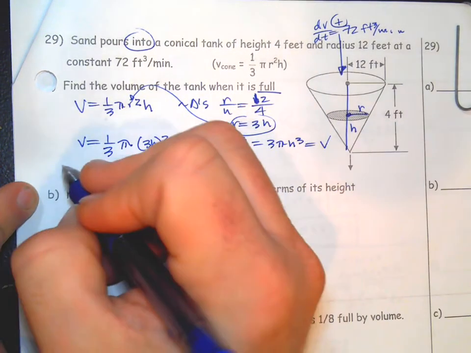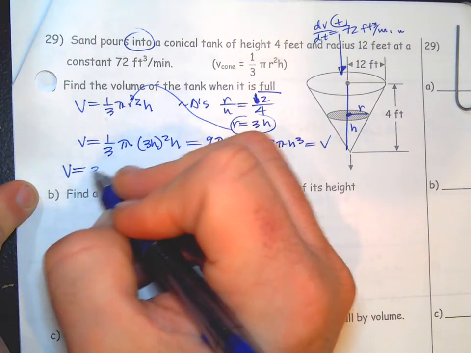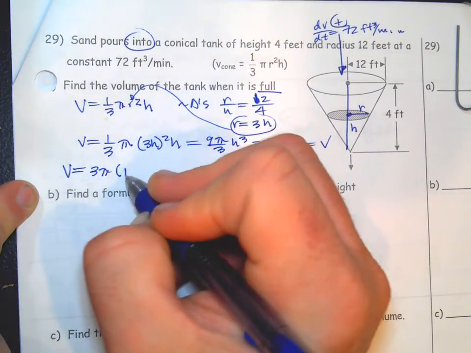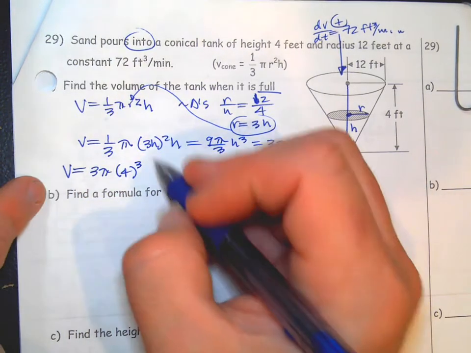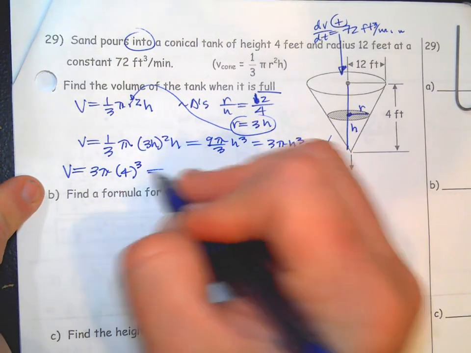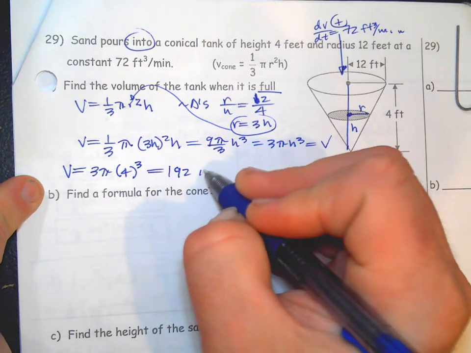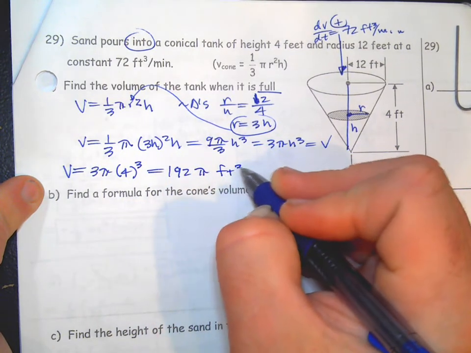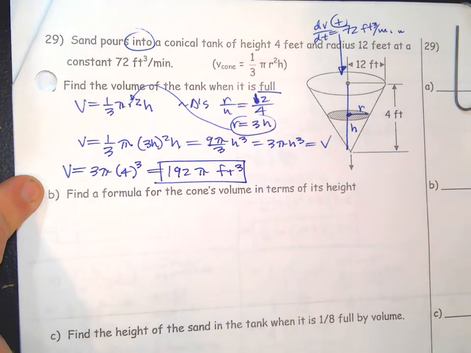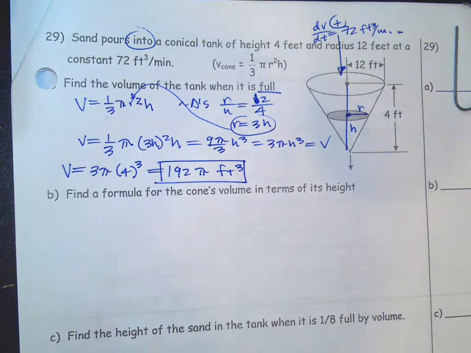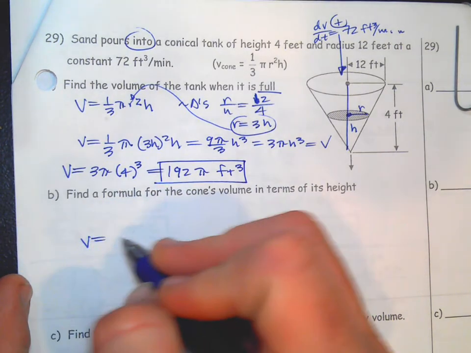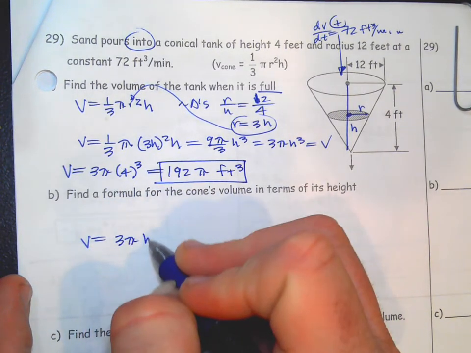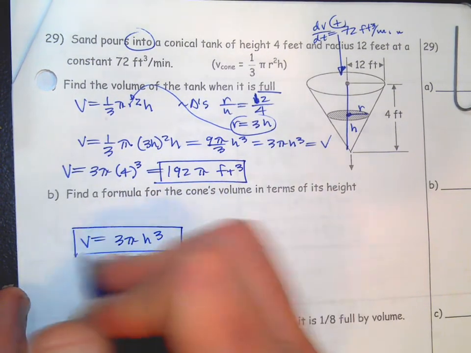And so when it's full, the height is 4. So that's 16, 64, 3 times 64 is 192 pi. Units are cubic feet. Need units. So that's the full volume. Find the formula for the cone's volume in terms of height. I just did that: 3 pi h cubed. So you could have waited to do that if you want.